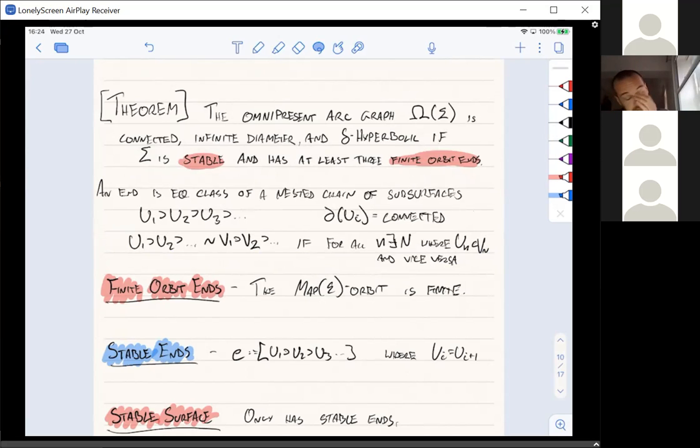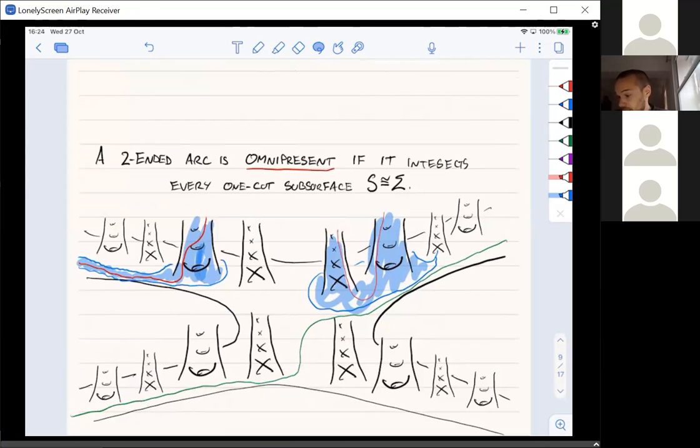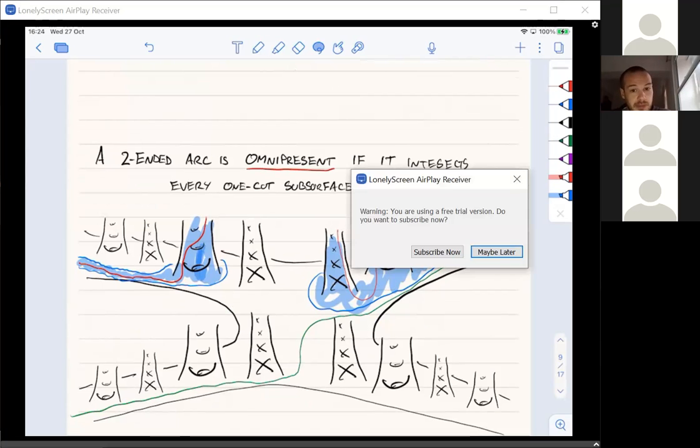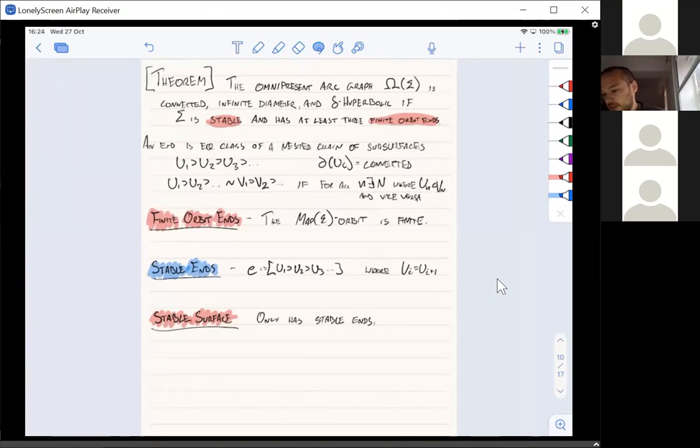So we can think about mapping class group orbits of these things. If the mapping class group orbit is finite, which in the previous picture was exactly what was happening, there's the four big ends on the extreme sides, so the mapping class group orbit of that is 4, but for all the other ends, the mapping class group orbit is infinite. Okay, so that's a finite orbit end.